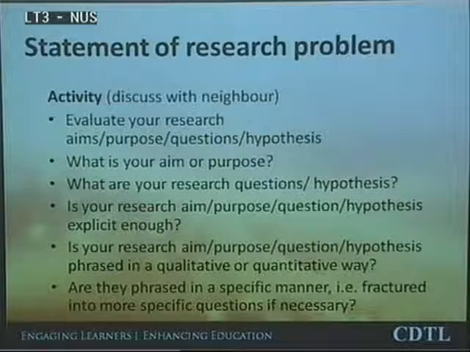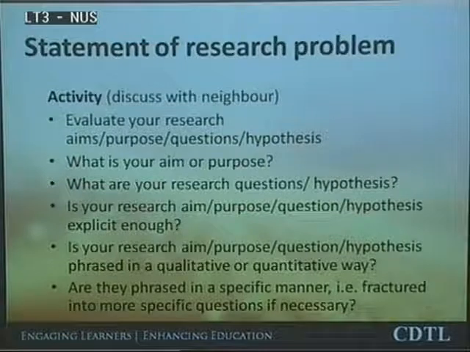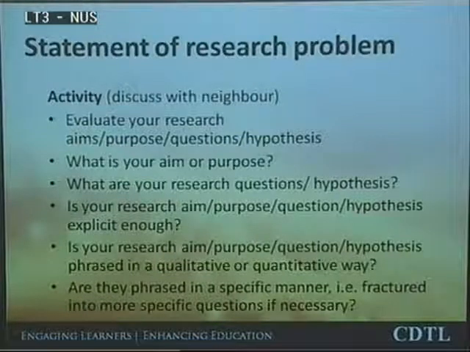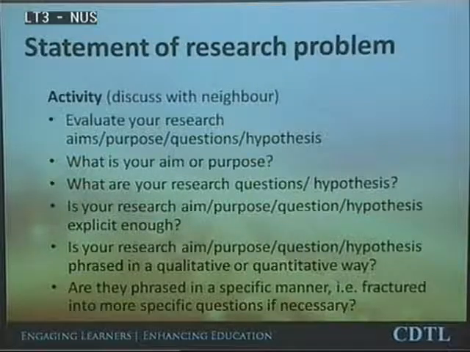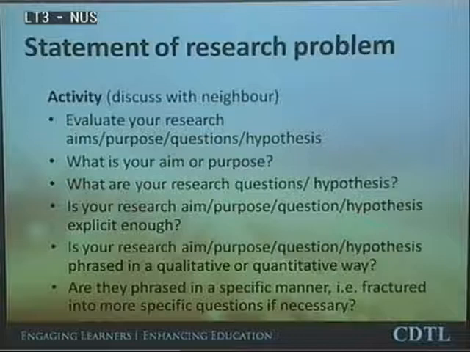Now, you can turn to your neighbor to talk if you want, just to share your research statement or problem. I'd like to spend just 5 minutes for you to check with your neighbor and share, if you like to, what is your research problem. Is it clear? Did you bring something? Did you bring your chapter or your paragraph? If you didn't bring it, then maybe you can think about it and write it. If you brought it, fish it out. Just spend 5 minutes looking at it.